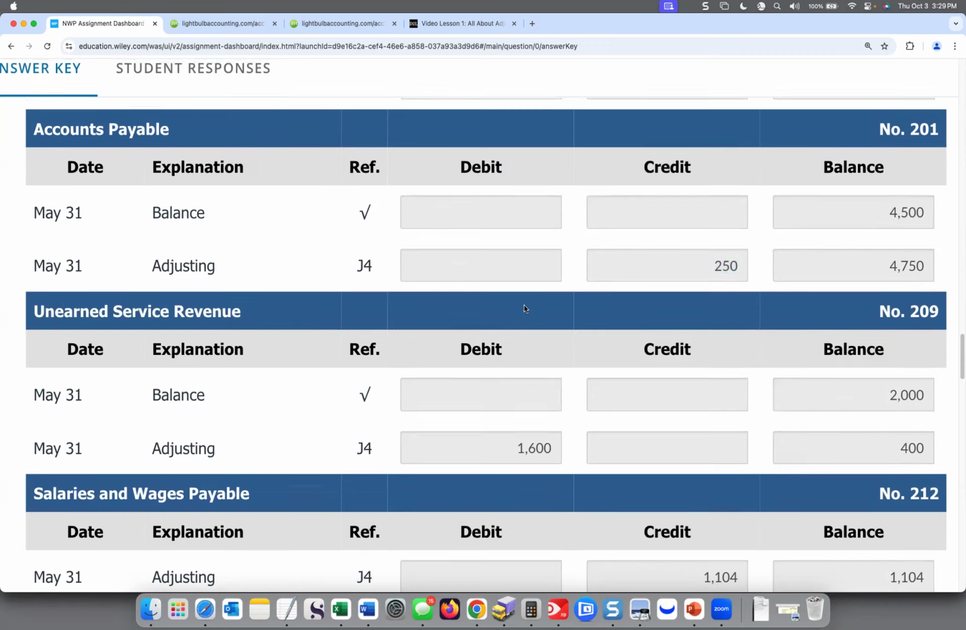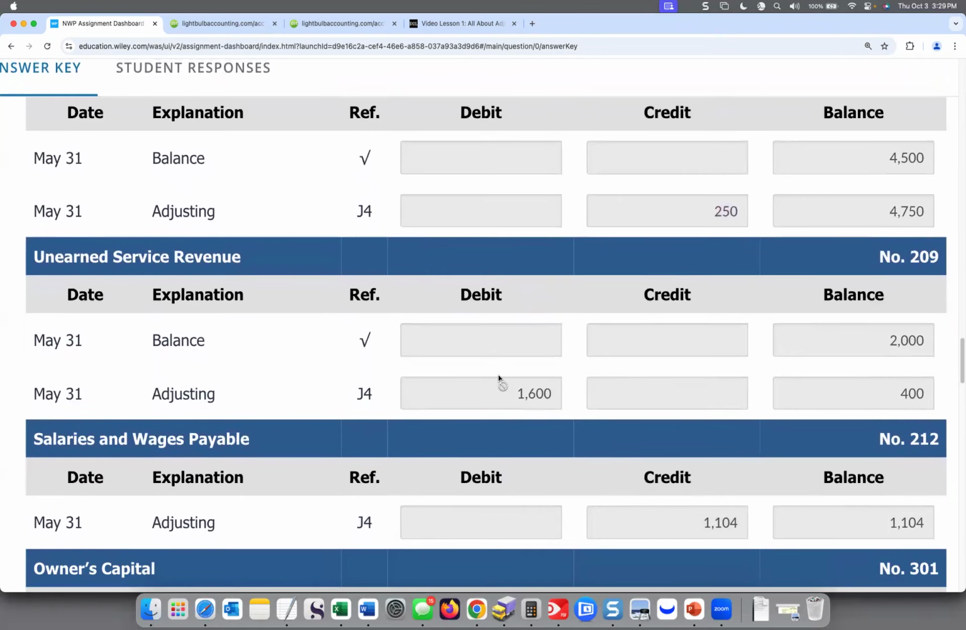So unearned service revenue, also a liability. We got a debit post of 1,600, which again would be the decreasing side for a liability. We go from 2,000 down to 400. And salaries and wages payable picks up a credit balance of 1,104.